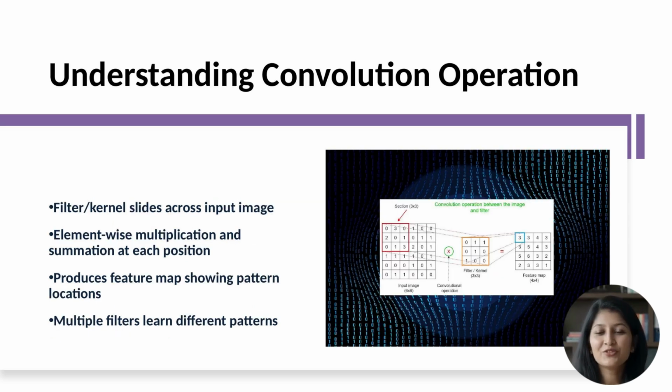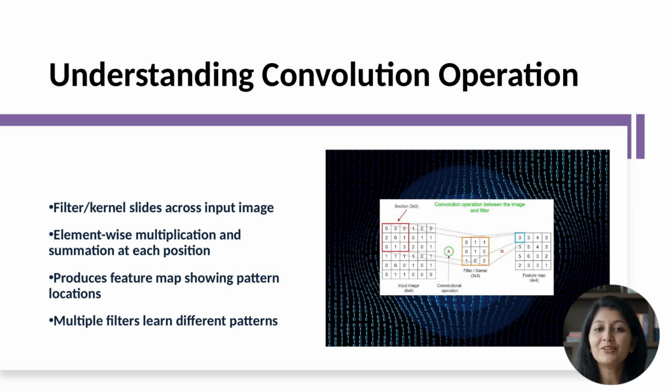Let's dive deeper into the convolution operation itself, because understanding this is key to understanding CNNs. Imagine you have an image, a matrix of pixel values. A filter is a small matrix, maybe 3x3 or 5x5. The filter slides across the image from left to right, top to bottom. At each position, it performs element-wise multiplication between the filter values and the image values it's covering, then sums the results. This single number becomes one pixel in the feature map.